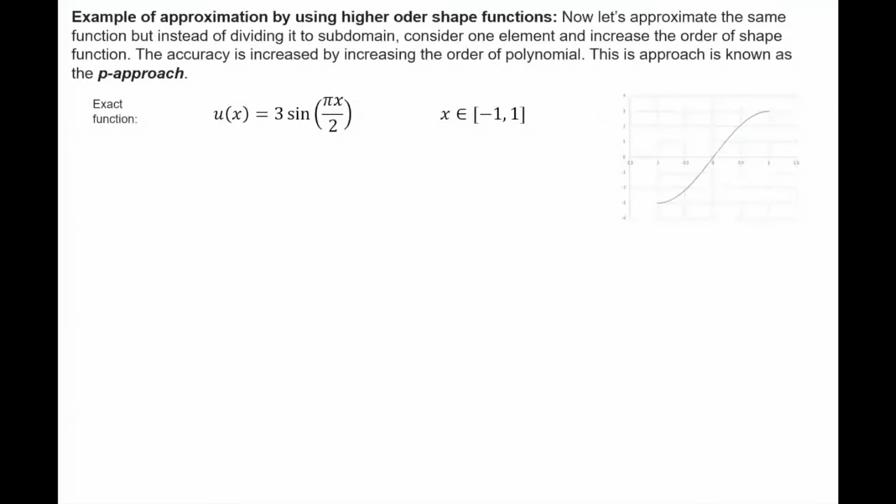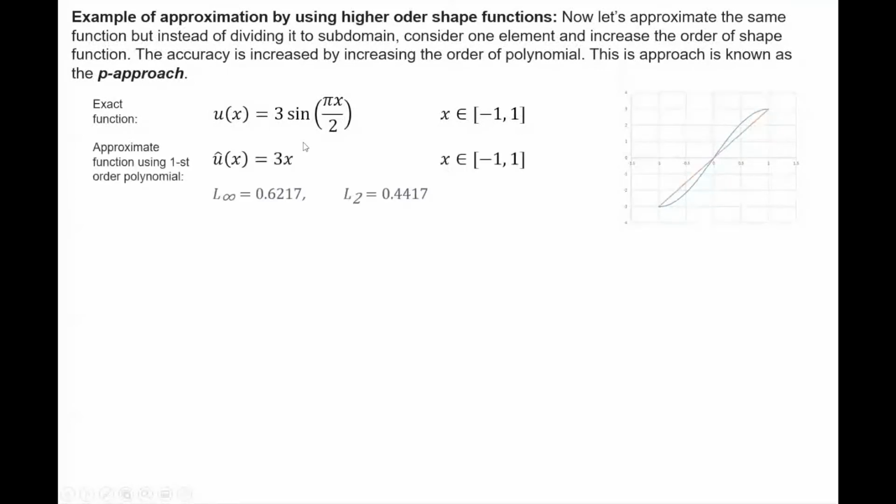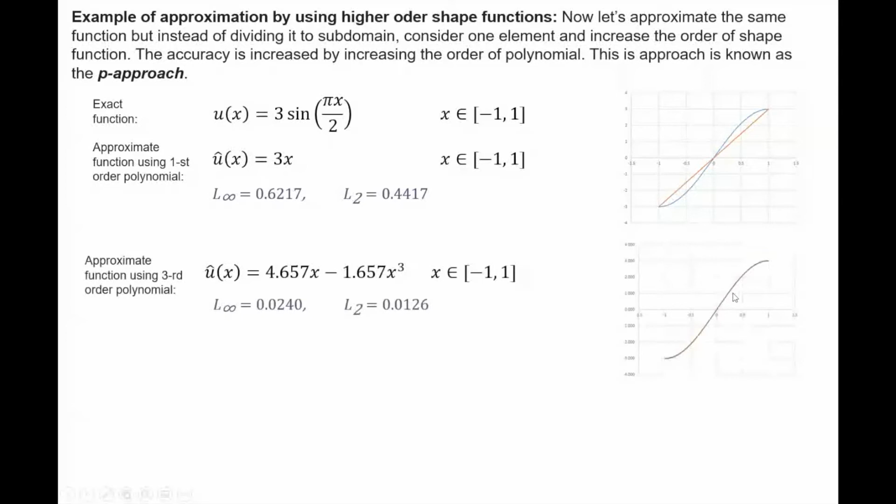Now let me compare the accuracy of the H approach, or the mesh refinement approach, versus another method in which we increase the degree of polynomials, which is known as the P approach. So consider the same function as we had before, 3 sine of pi x divided by 2, defined over the same domain from negative 1 to 1. If a first-order polynomial is used for approximation, this is going to be the approximate function. Also, we have solved this problem using 5 nodes, or third-order polynomials. In that way, we have seen that the accuracy of the approximation increased significantly.